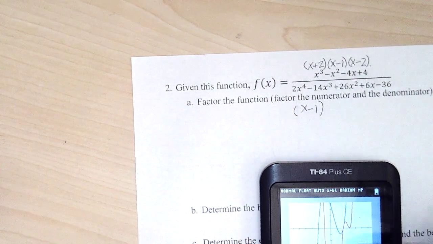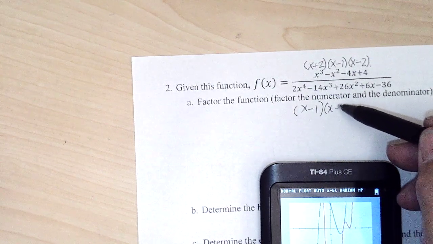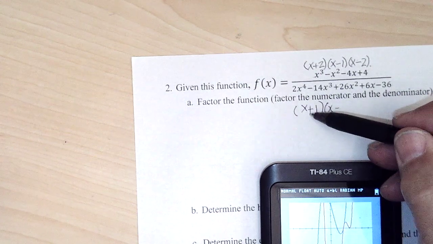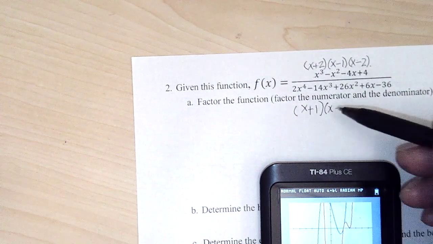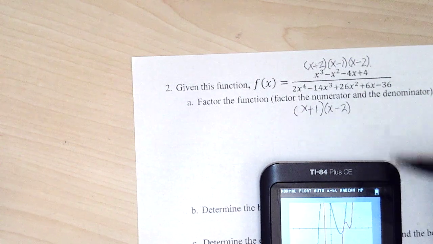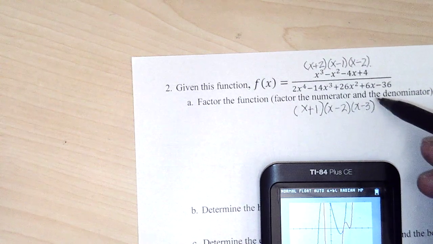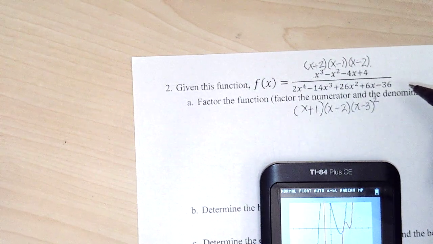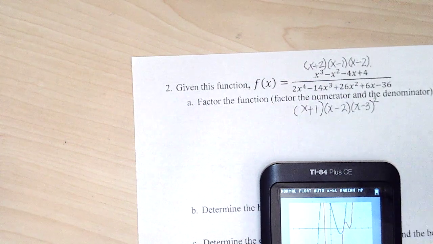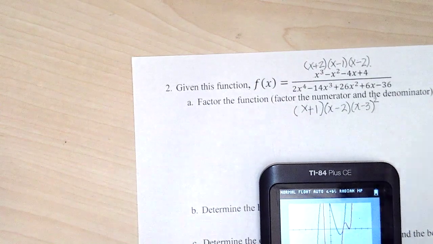It crosses at 2, so crosses at -1, so it's x plus 1. Crosses at 2, so it's x minus 2. Crosses at 3, actually bounces at 3, so x minus 3 squared. So this is all doing what we did in the last section, Unit 2. So this helped me factor this.